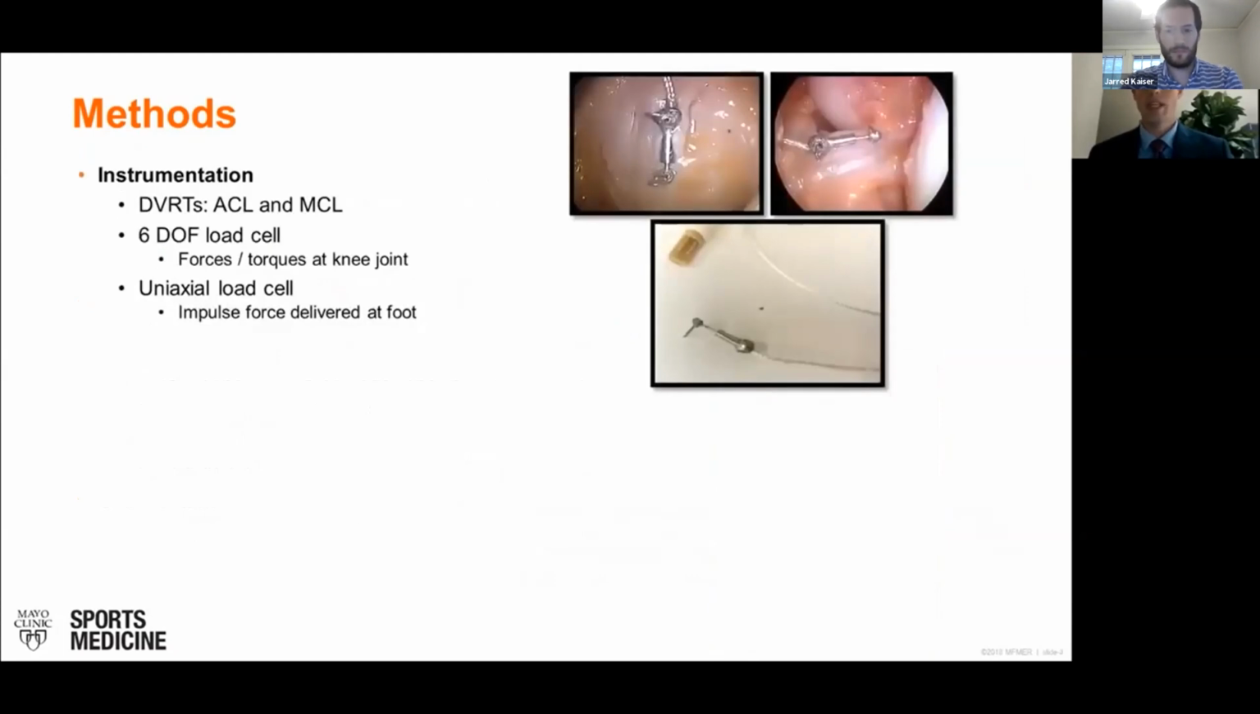We then instrumented the knees with DVRTs, which are strain gauges, on both the ACL and the MCL, utilized a 6-degree of freedom load cell to measure the forces and torques at the knee joint, as well as a uniaxial load cell that would record the impulse force delivered at the foot.